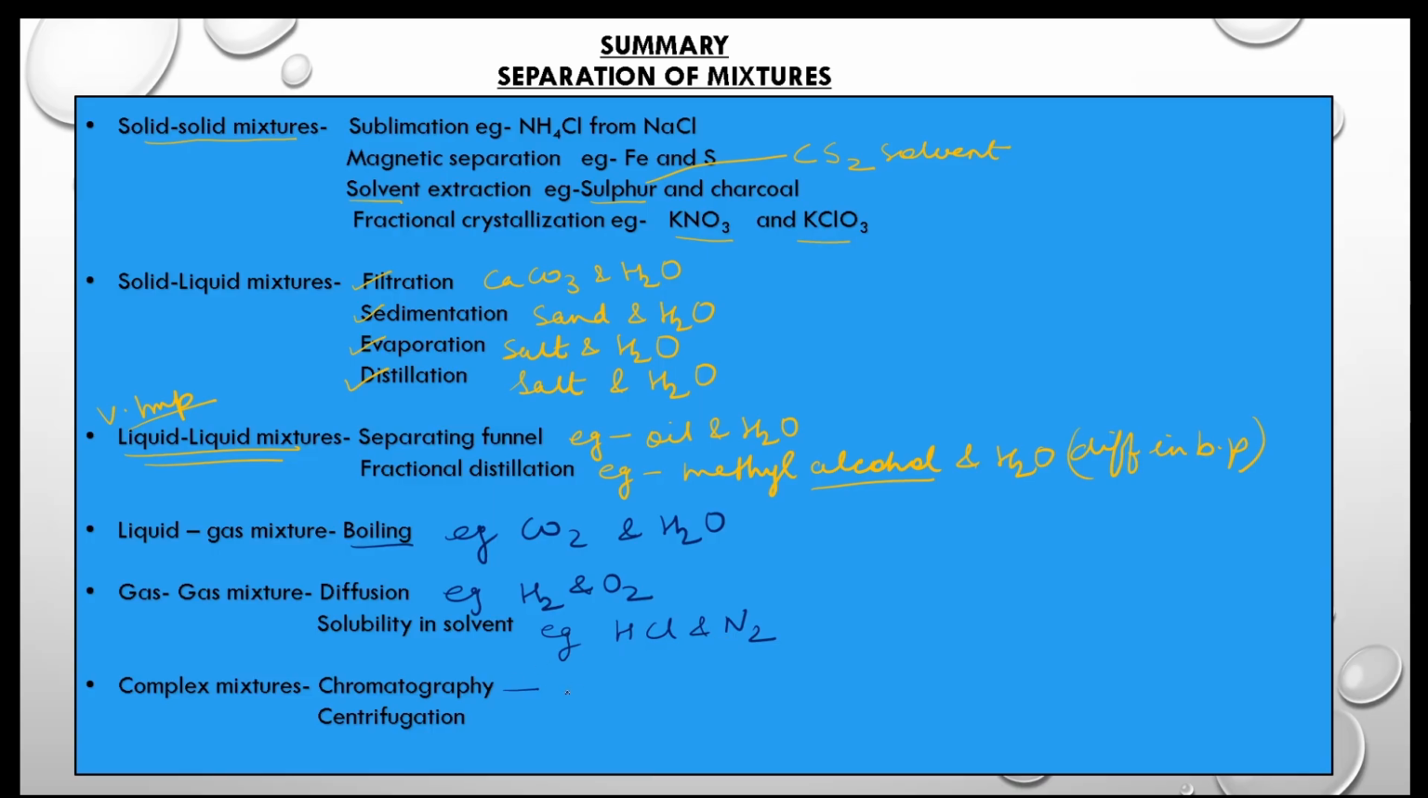In chromatography, we saw the separation of ink from its constituents, and in centrifugation we saw the separation of cream from milk. So all these examples and types of mixtures, please make a note of it. You can write it down, and this will help you during your examination times to just summarize all the types of mixtures along with their methods and their example. So this summary is very important for you to have a quick recap of the whole chapter.